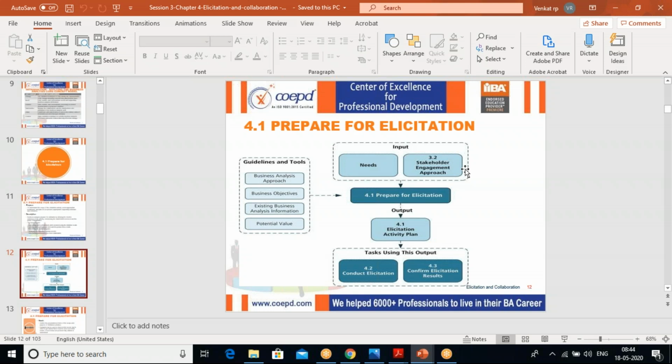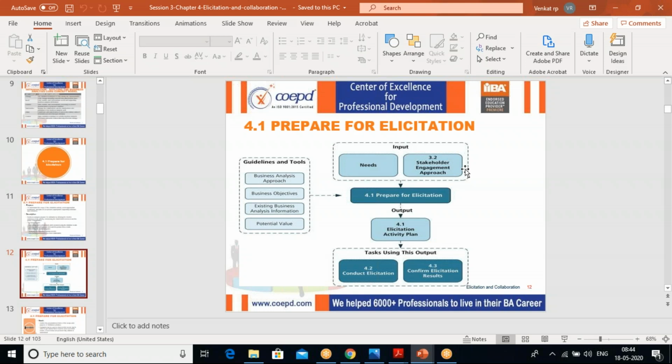While you are doing it, the guidelines and tools we will be considering are the business analysis approach, the business objectives, the existing business analysis information, and the potential value. Existing business analysis information means, let me say you worked on a similar project before, and you know the best practices and what can be done here. Let me say you know beforehand which elicitation technique works here. That is existing business analysis information, and you can use the same thing here as well.